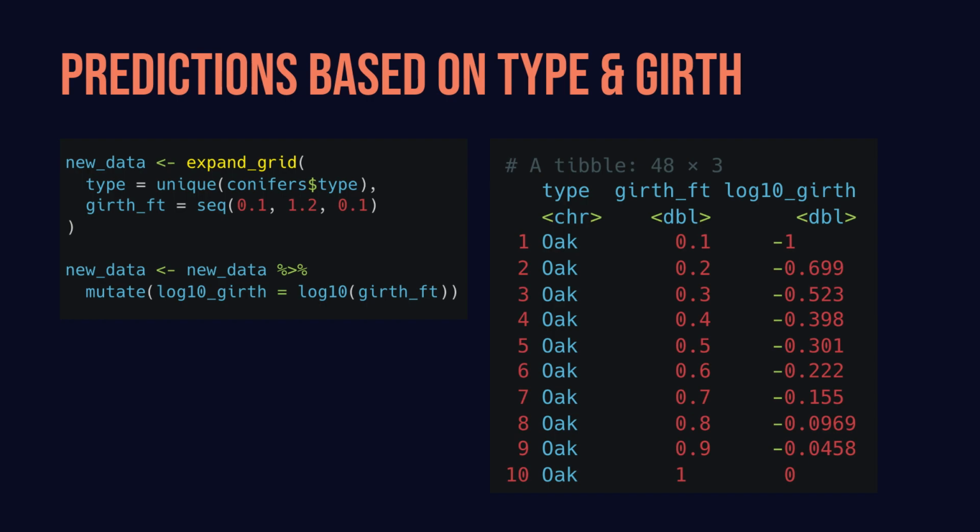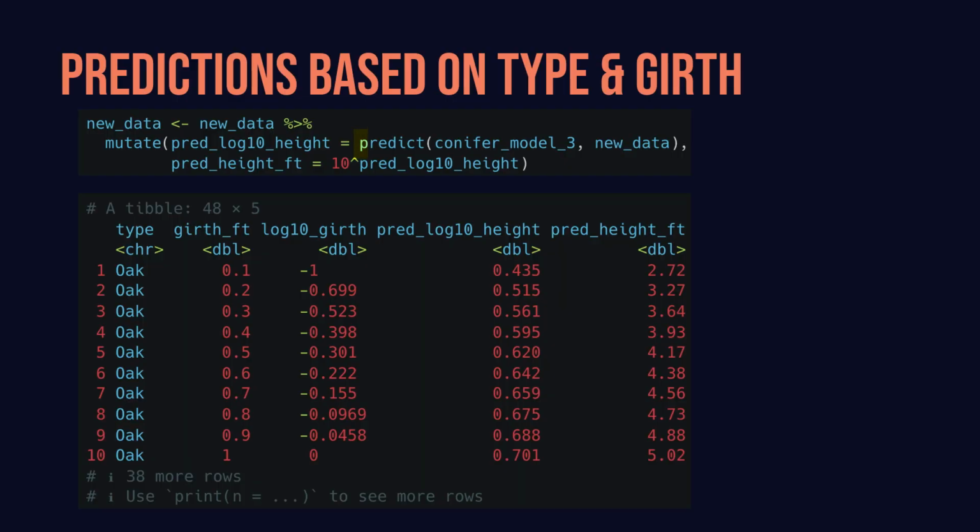Since we have used log10 transformed data in our model, we have to convert the girth data to its log10 values. We have done this by using the mutate function from the dplyr package and added log10 transformed girth values to a new column called log10_girth. Finally, we have used the predict function to predict the log10 heights of the trees in our input data. We have also raised 10 to the power of these values to calculate their final heights in feet.